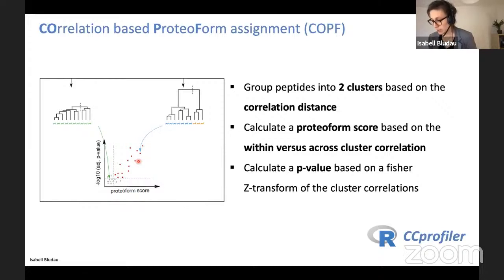Then, is COPF applicable to measure PTM or phosphorylation stoichiometries?